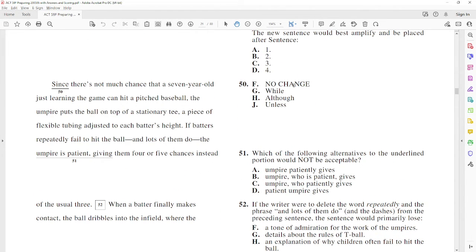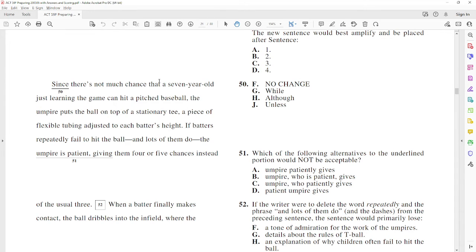Since there's not much chance that a 7-year-old just learning the game can hit a pitched baseball, the umpire puts the ball on top of the stationary tee, a piece of rubber or a piece of tubing adjusted to each batter's height. I don't know, I call it rubber tubing on a tee like that. All right, so let's see. What 2 things are connected?